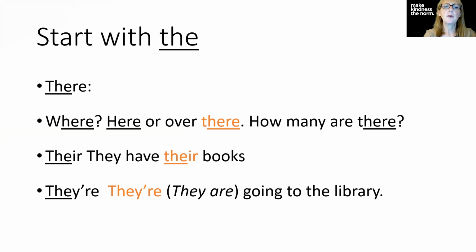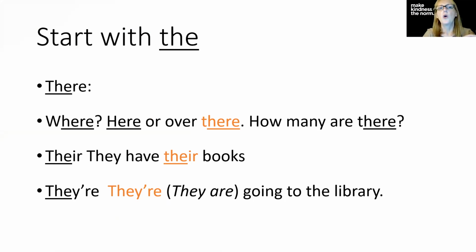We're going to talk about the words there, their, and they're for just a moment, because they are so confusing for students. Always start with the word the, T-H-E, and you will at least get part of the word right. So there, as in T-H-E-R-E, we see that that's a place thing, or there are many students in the class, for example, or the book is over there. So then we can think about the question word where, which is just replacing the T with a W, spelled the same.